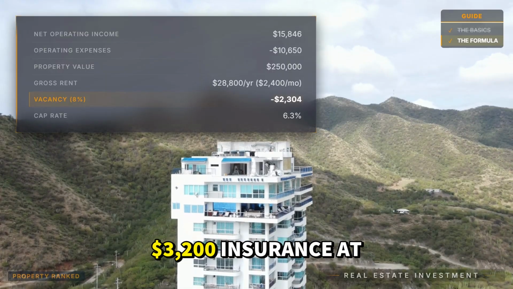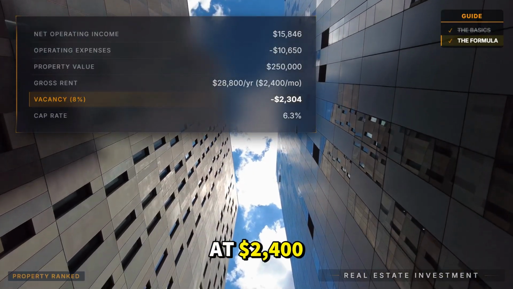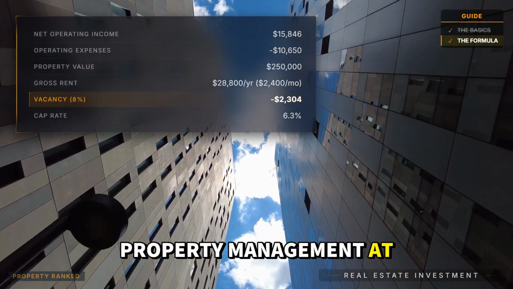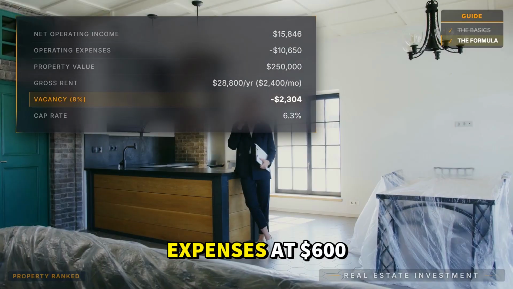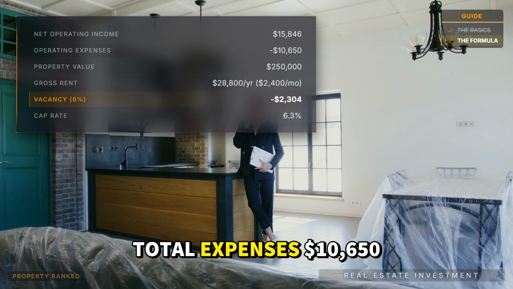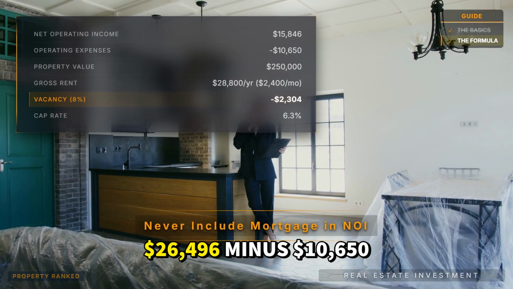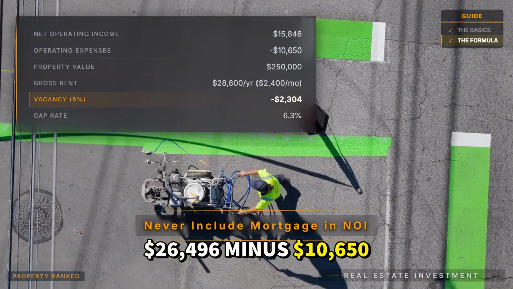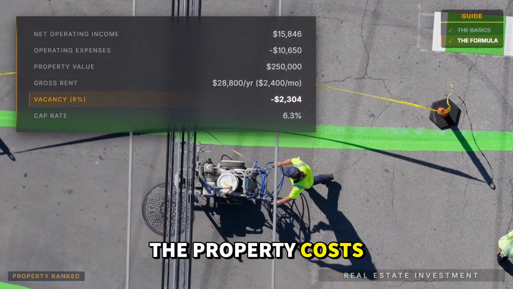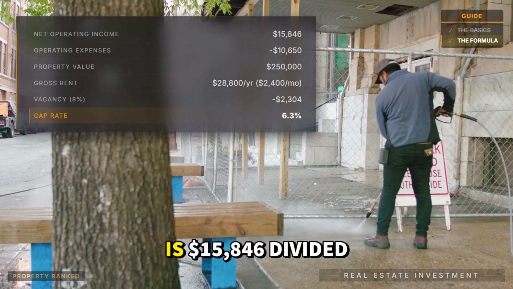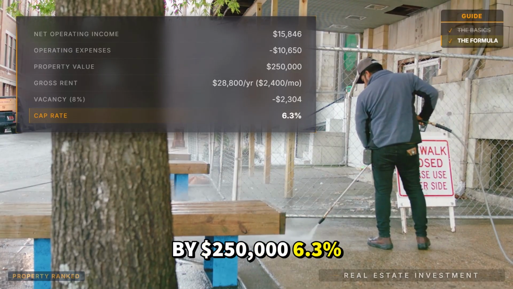Property taxes at $3,200, insurance at $1,800, maintenance and repairs at $2,400, property management at 10% of collected rent, $2,650, and miscellaneous expenses at $600. Total expenses, $10,650. Your NOI is $26,496 minus $10,650. That's $15,846. If the property costs $250,000, your cap rate is $15,846 divided by $250,000, 6.3%.